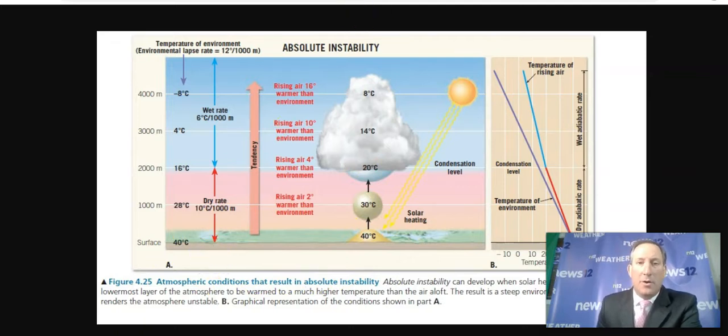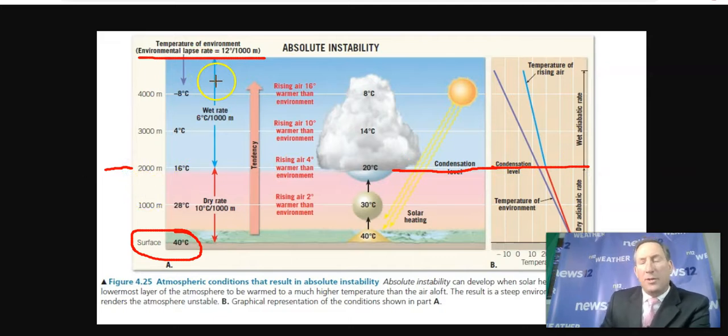Okay, so let's start out with the temperature of the environment. So your surface temperature is 40 degrees Celsius. In this particular case, the environmental lapse rate is 12 degrees Celsius per 1,000 meters. Your condensation level, once again, is at 2,000 meters.